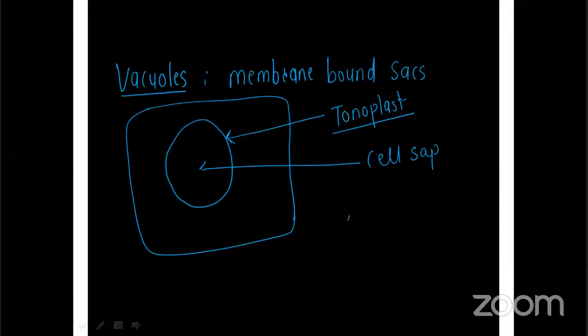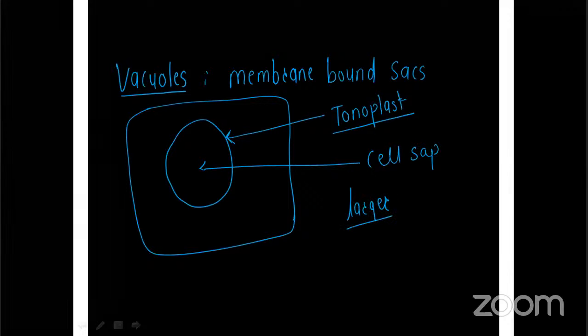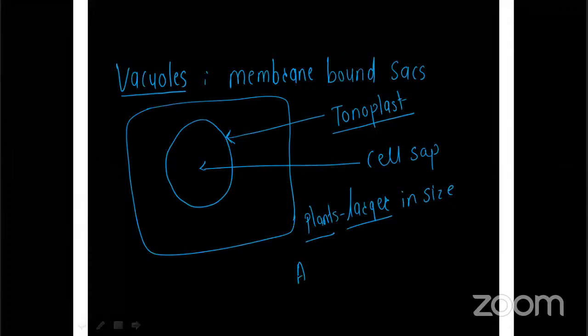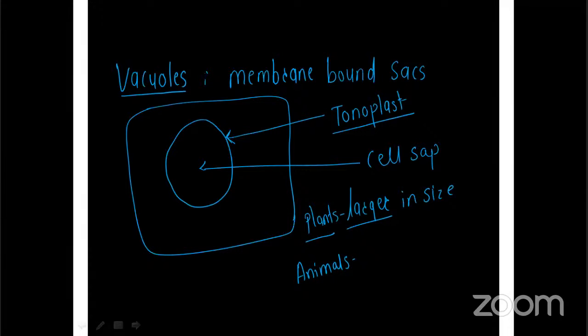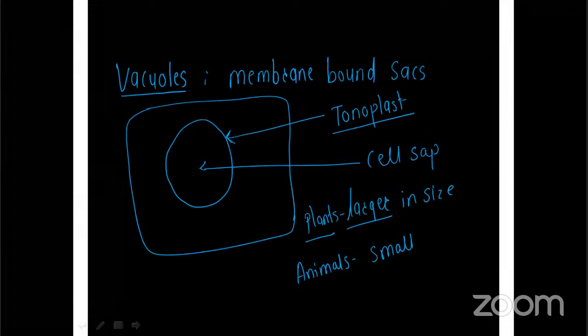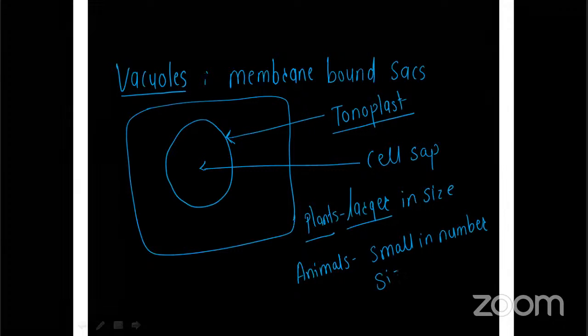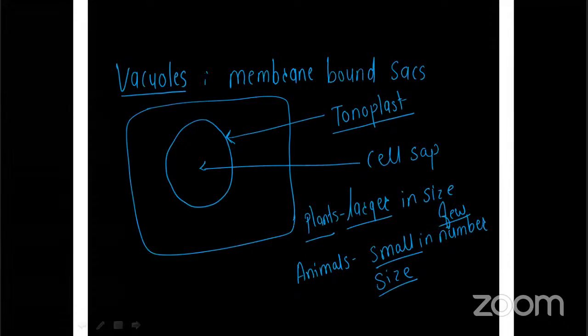Vacuoles are larger in size in plant cells, while in animal cells, vacuoles are small in number as well as size. So in the case of animal cells, vacuoles are small in size and few in number.